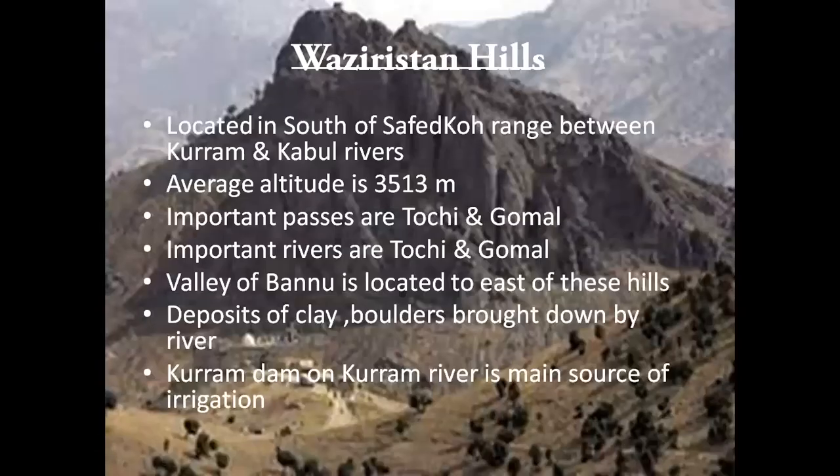Waziristan Hills, located in south of Safed Kor range between Kurram and Kabul rivers. Its average altitude is 3,513 meters. Its important passes are Tochi and Gomal, and very interestingly, its important rivers are also named as Tochi and Gomal. Next important feature of this range is Valley of Bannu, and Valley of Bannu is located to east of these hills. Deposits of clay boulders brought down by rivers. Kurram Dam on Kurram River is main source of irrigation. It means agriculture is also possible there. If they have talked about irrigation, it means agriculture is also going on.